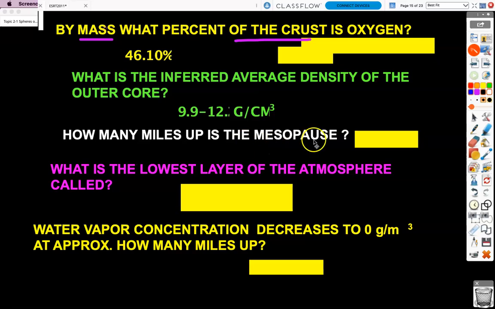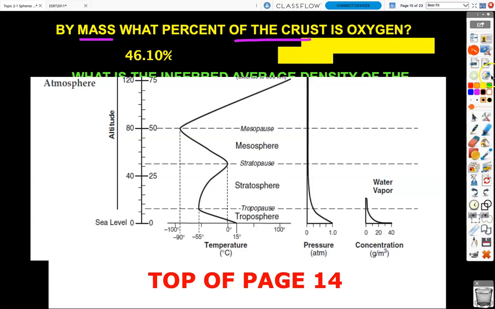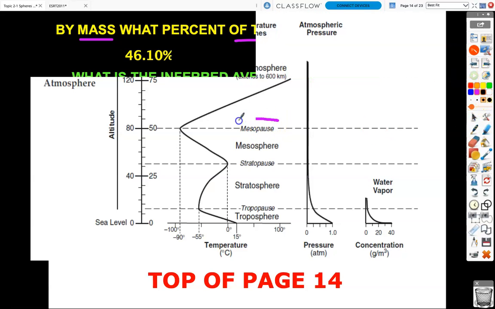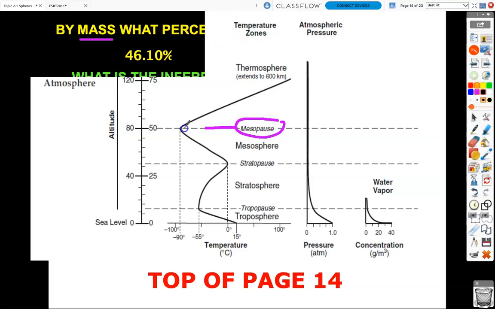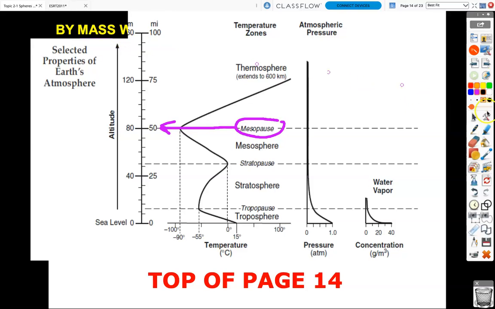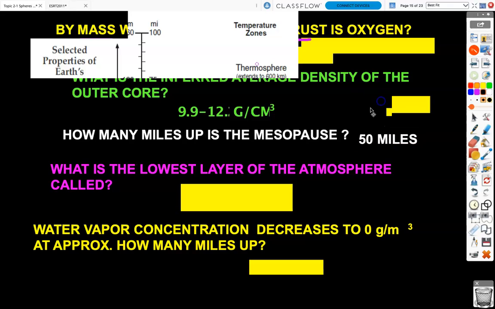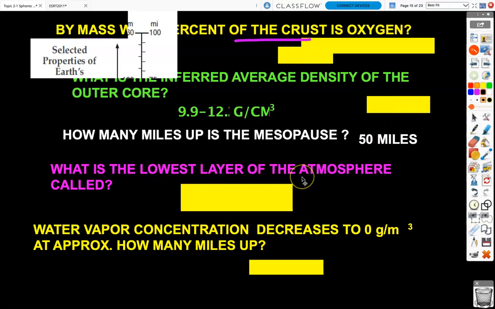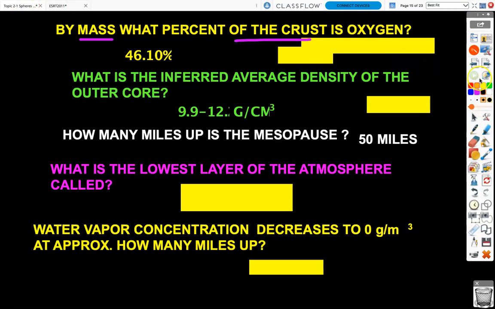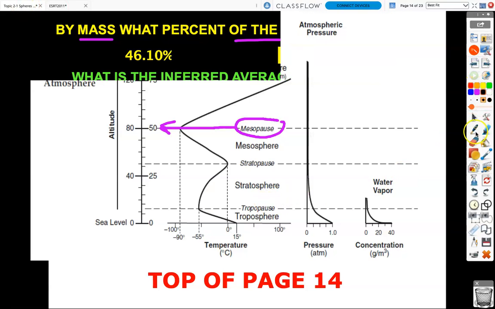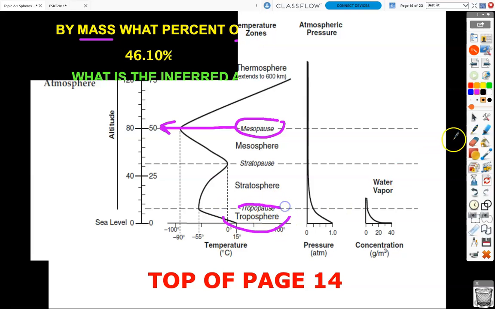How many miles up is the mesopause? We just did that. Let me go back on this set of notes. It's there. How many miles up is the mesopause? So I find mesopause. I shoot across to the left. Miles is 50, right there. Go back to that. What is the lowest layer of the atmosphere called? So lowest layer or temperature zone. Go back to the previous page. It's called the troposphere. It's right there.